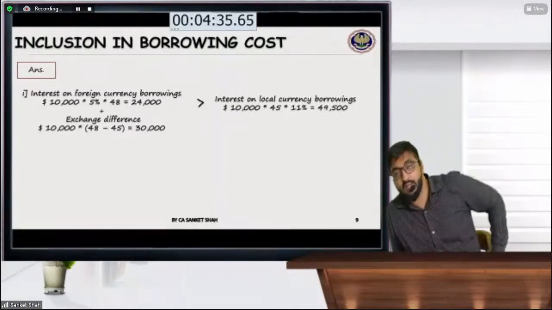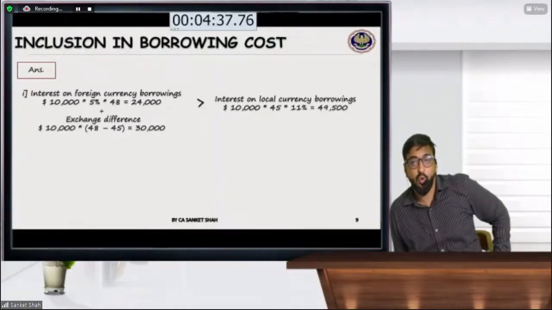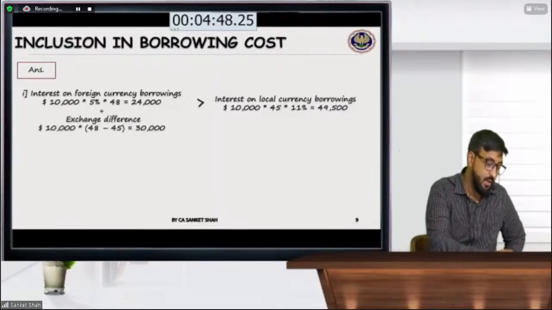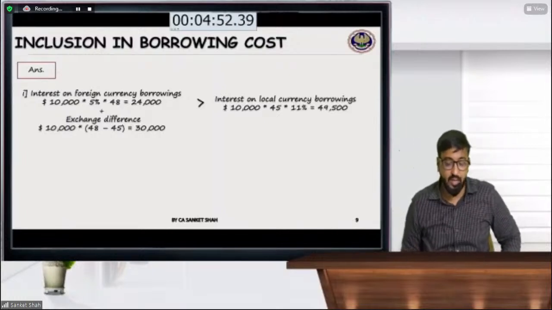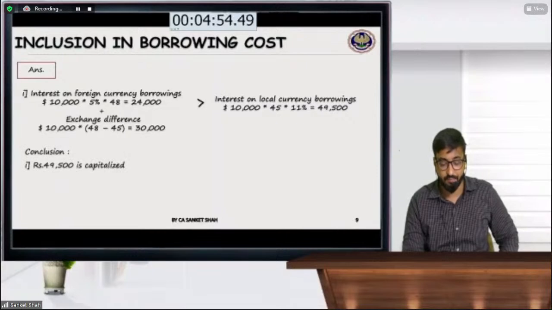Now local currency: how much loan did you borrow from the first day? $10,000, which you multiplied by 45. So the first day rate gives 4,50,000, multiplied by 11%, and you get 49,500. Now the interest in foreign currency is higher than this.